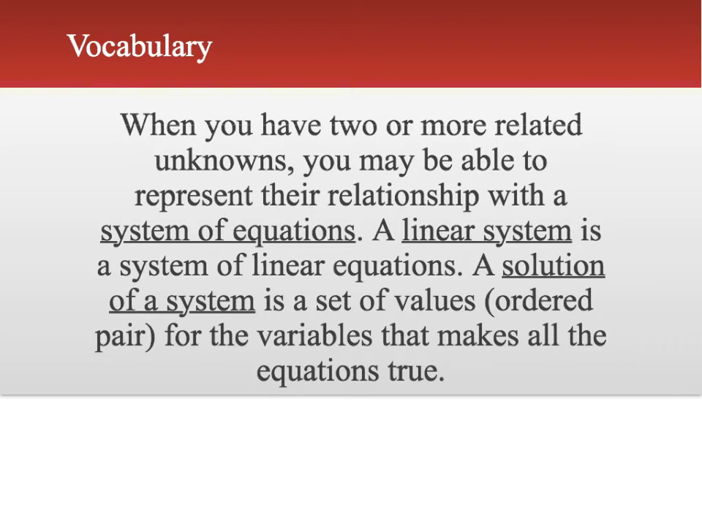Our vocabulary states that when you have two or more related unknowns, you may be able to represent their relationship with a system of equations. A linear system is a system of linear equations. A solution of a system is a set of values, such as ordered pairs, for the variables that makes all of the equations true.